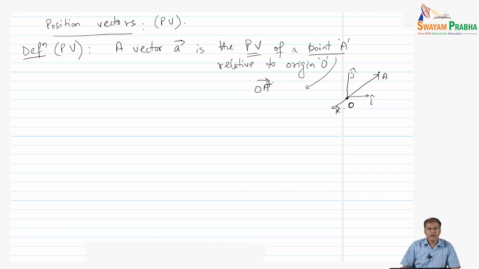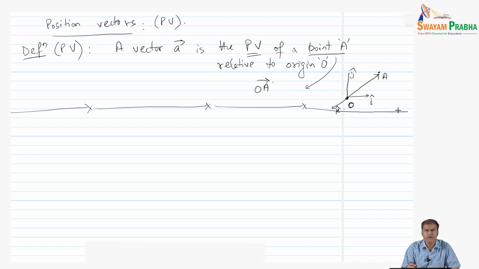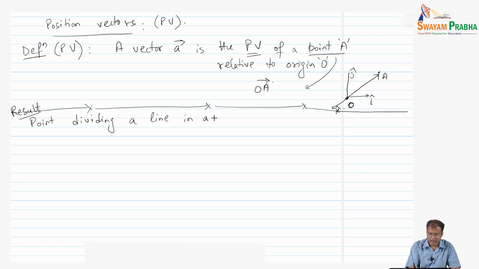Let us look at some very basic mathematical results which we can derive right away. These are some interesting results, and some of these are also a recap. The first result is related to a point dividing a line in a given ratio. Let me not name this a theorem, but this is just a result.